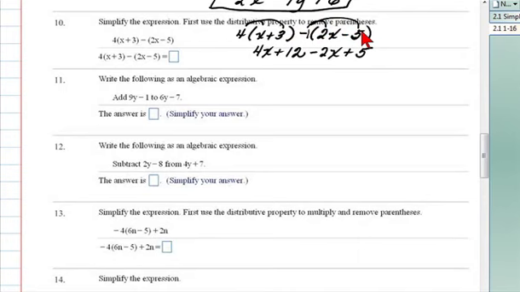Now, do I have any like terms? Yes. I have a positive 4x and a negative 2x, which combine to be 2x. Now, I heard a 6x, but look at the signs. One of them was positive and one of them was negative. So that would have told me to subtract. Now I have a positive 12 that's a constant number and a positive 5 that's a constant number, which gives me 17. And that's it.